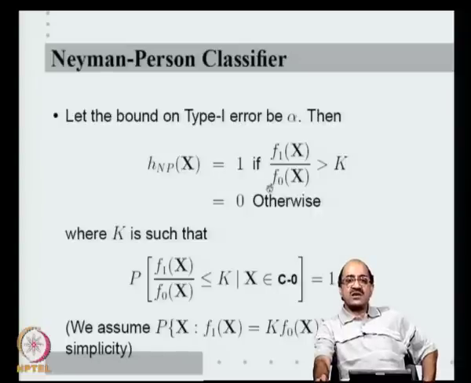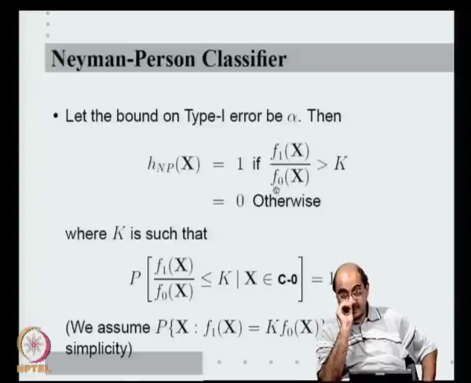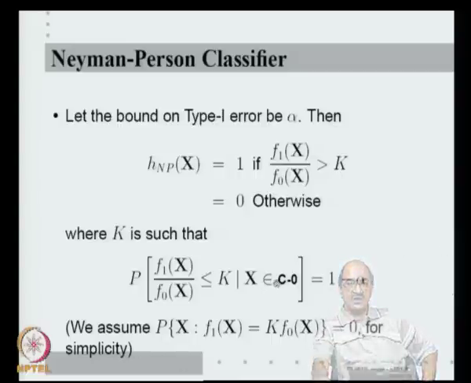Now, this is what the Neyman-Pearson classifier is. Let us suppose the bound is alpha as we are saying. Then the Neyman-Pearson classifier HNP is defined by: it will assign class 1 to x if f1(x) by f0(x) is greater than K, otherwise assign class 0, where f1 is the class conditional density for class 1 and f0 is the class conditional density for class 0, where K itself is obtained by requiring that under the distribution of class 0, that is under the distribution f0, the probability that this ratio is less than or equal to K is equal to 1 minus alpha.